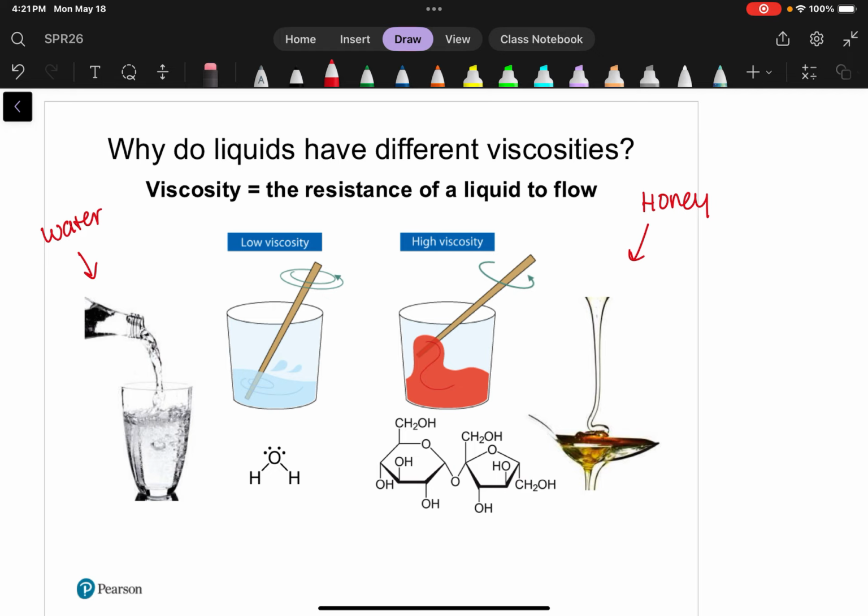So the question is, why is honey so resistant to flow? Why is it so slow when you drop honey, versus water, which pours very easily? Turns out, as you might have guessed, it has to do with intermolecular forces, and specifically, it has to do with hydrogen bonds.